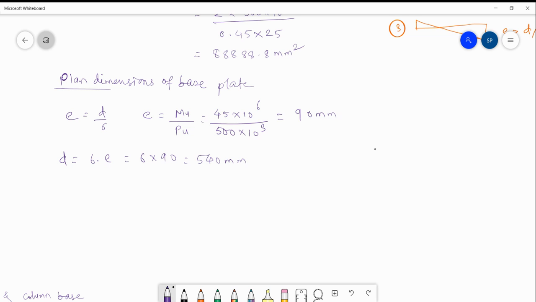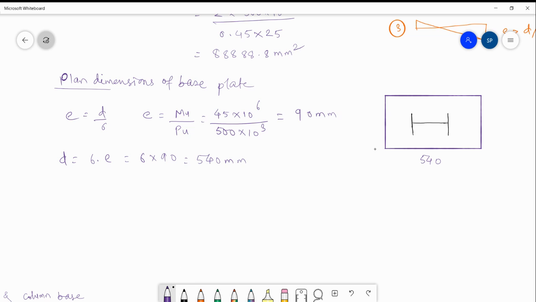Now we have to decide another dimension. Let's say this is the base plate. So one dimension we have got here is 540. If you see the column, it has depth 250, and this column will have a certain flange width as well. So according to the requirements, you have to decide the other dimension of the base plate.